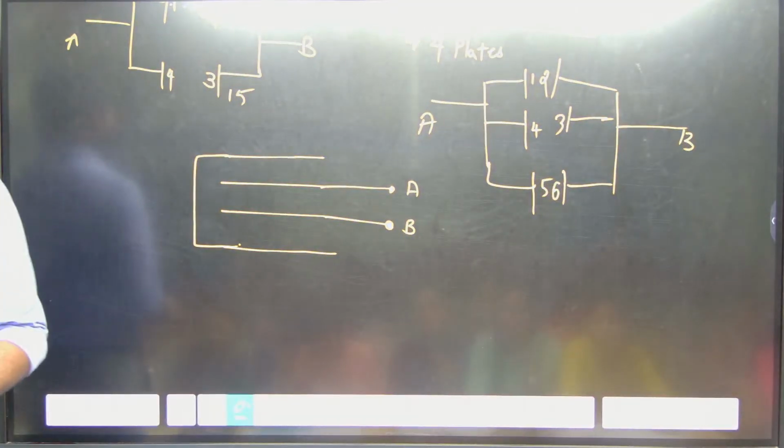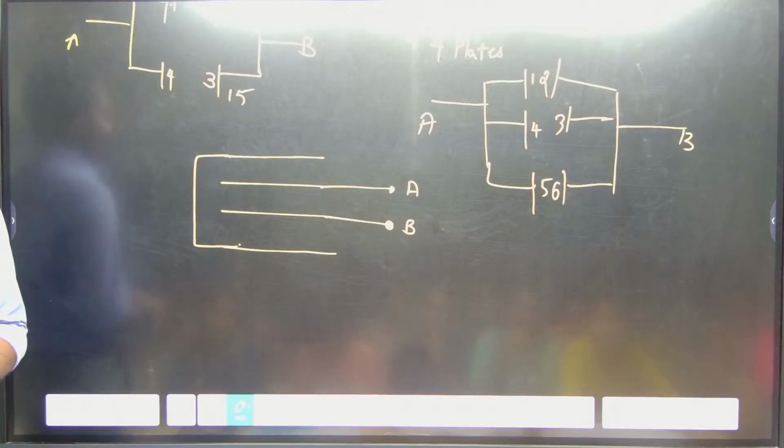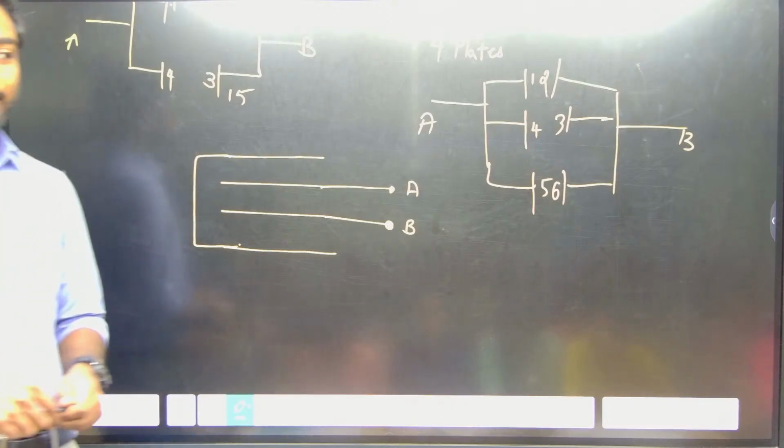How many plates are there? 4 plates, 6 surfaces. Then how many surfaces for A? Only 2 surfaces. Draw the first diagram for A and then give the marking for B.